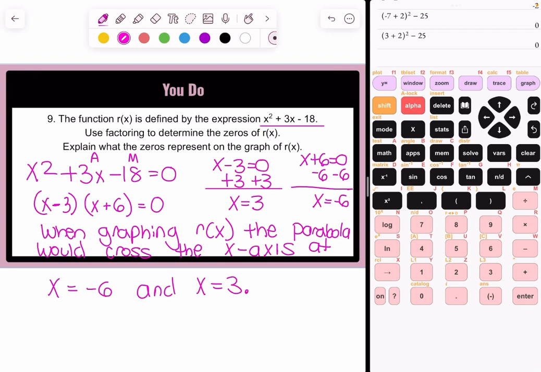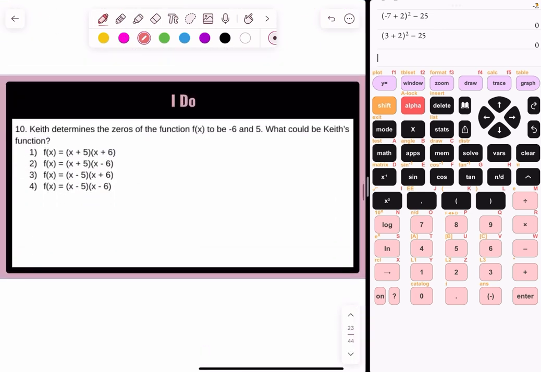Alrighty, let's go look at number 10. I do problem. I need to do this. Keith determines the zeros of the function to be -6 and 5. What could be Keith's function?